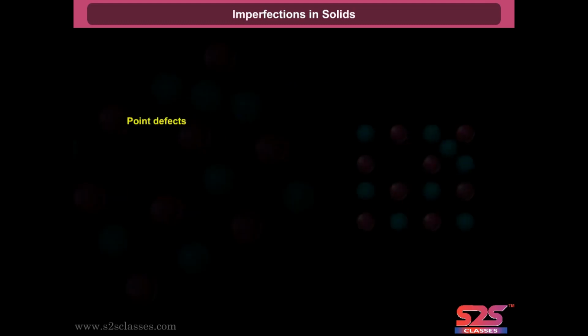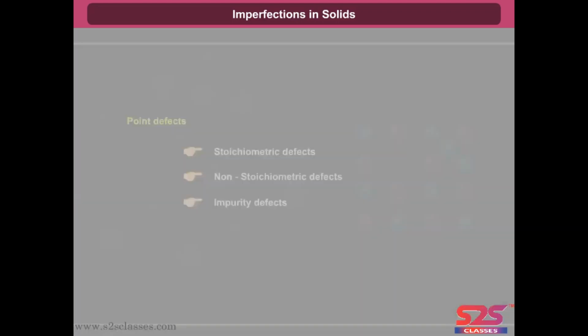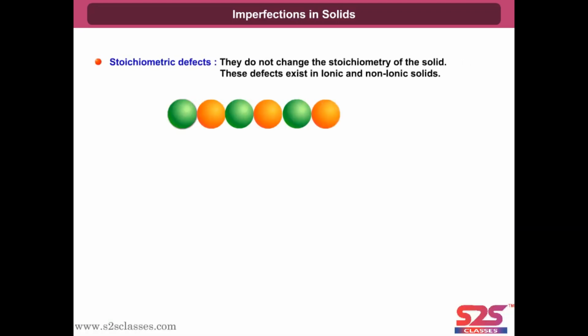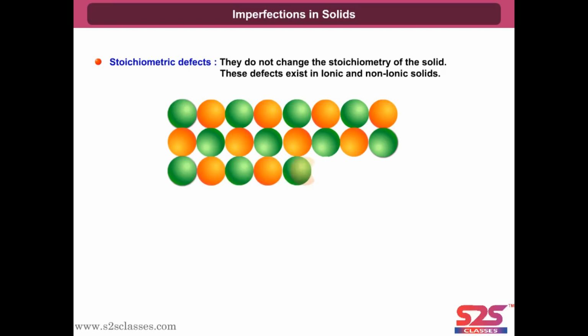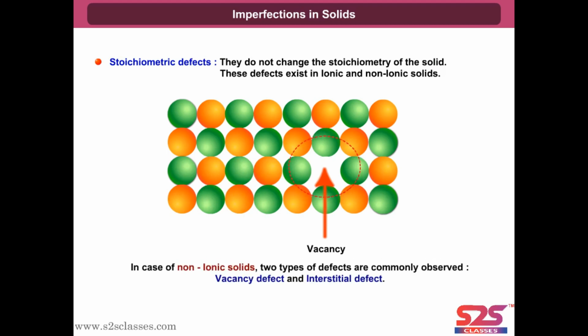Point defects are in general classified as stoichiometric, non-stoichiometric and impurity defects. Stoichiometric defects. They do not change the stoichiometry of the solid. These defects exist in ionic and non-ionic solids. In case of non-ionic solids, two types of defects are commonly observed: vacancy defect and interstitial defect.